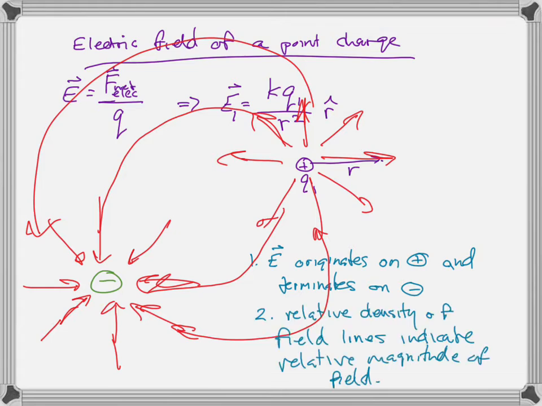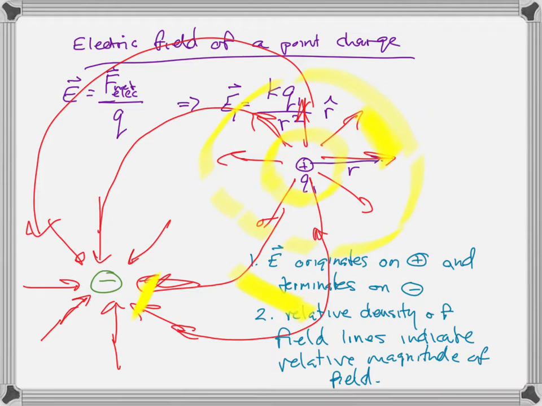Second, the relative density of the field lines indicates the relative magnitude of the field, meaning that when you're closer in to the charge and the field lines are closer together, the field is stronger. When you're farther out, the field lines are farther apart, and the field is smaller. It's not proportional to the density of the field lines, but it indicates that as they get farther apart, the field gets smaller, and as they get closer together, the field gets bigger.